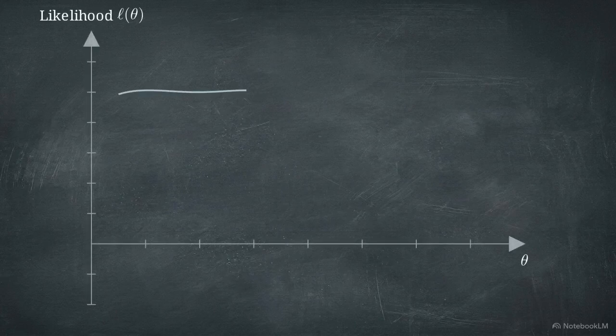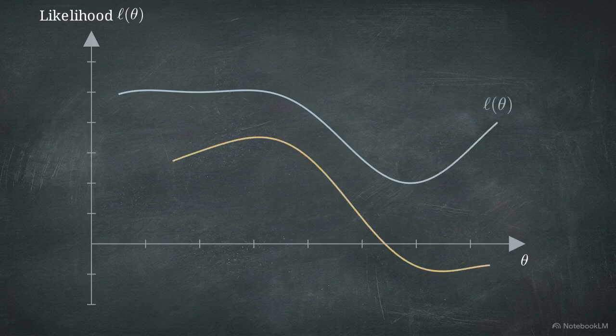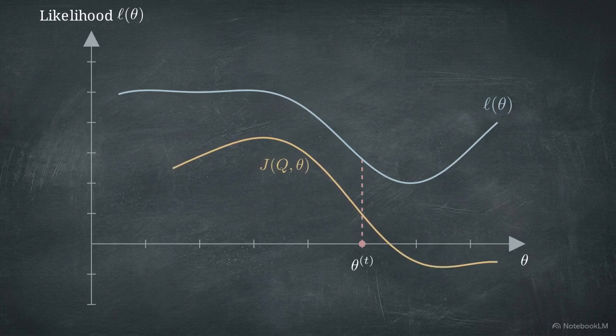The top curve represents the true log likelihood, L of theta. The curve floating directly beneath it is our new bound, J of Q, theta. We establish our starting position on the x-axis using an initial guess for our model's parameters, which we plot here as theta sub t.